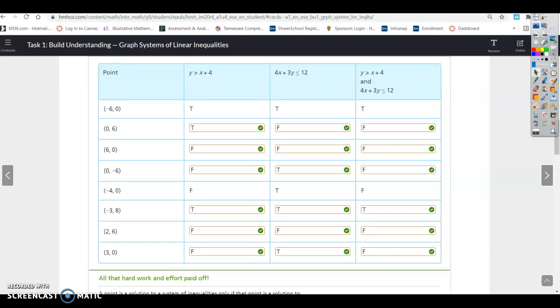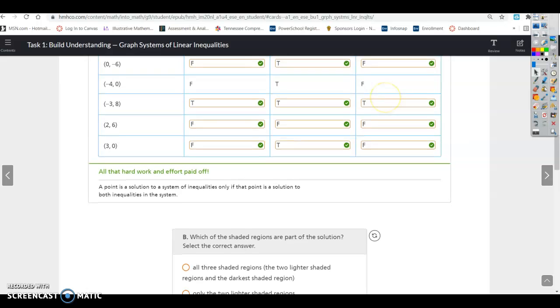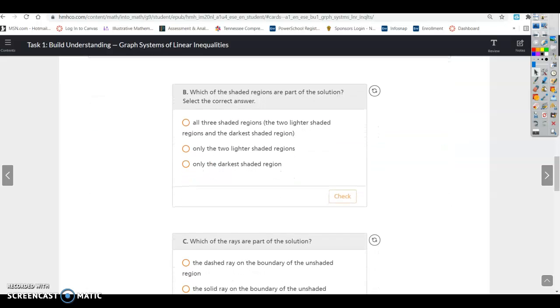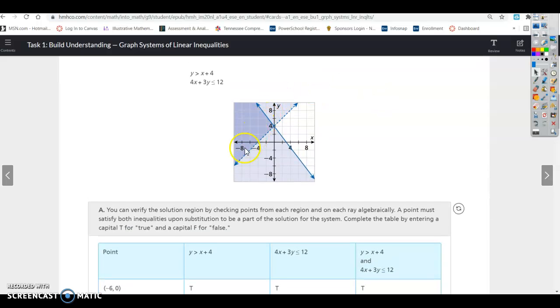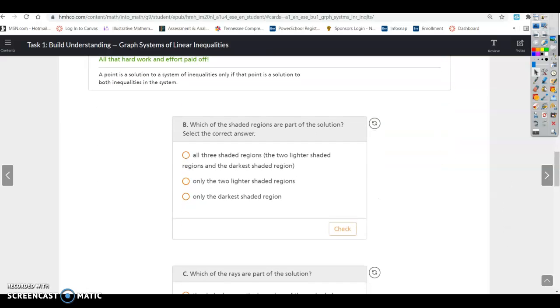All right, so again, to meet the qualifications to be a point inside the system, or to be a solution to the system, it has to be a solution to both inequalities at the same time. All right, which of the shaded regions are part of the solution? Select all that apply. All right, so we already said this right here is the solution. So let's see what it says. All 3 shaded regions? Nope. Only the 2 lighter ones? Nope. Only the darkest shaded region.